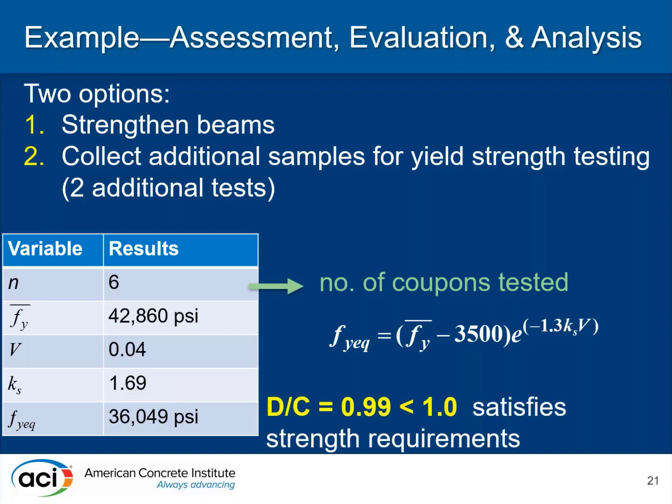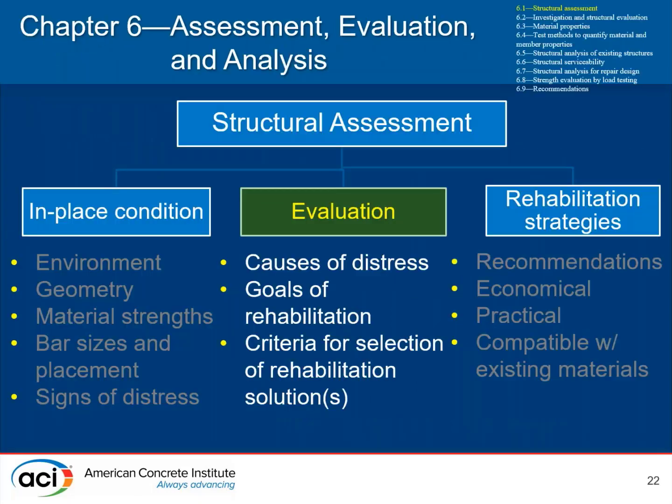And so what that shows is that when you get a better representation or more confidence in the values that you are receiving, you potentially could be able to justify not having to strengthen. And so the other takeaway here is that when you actually do a sampling program, you can potentially get a lot better representation of what's in the structure, and show that it's adequate for the additional loads.